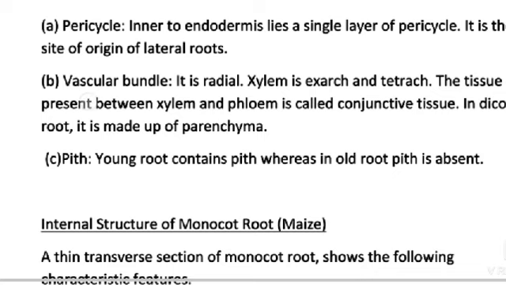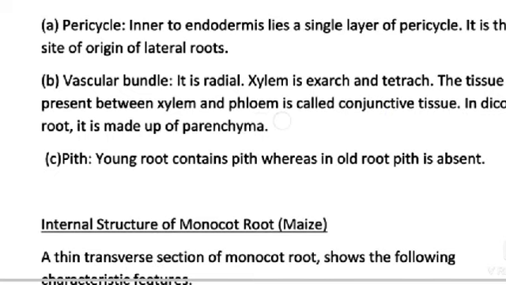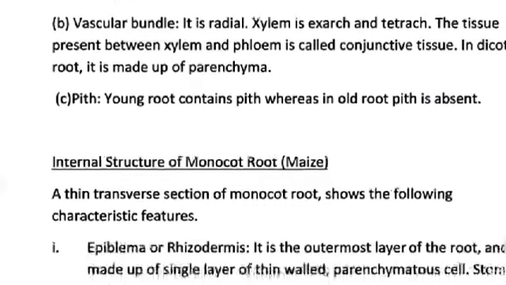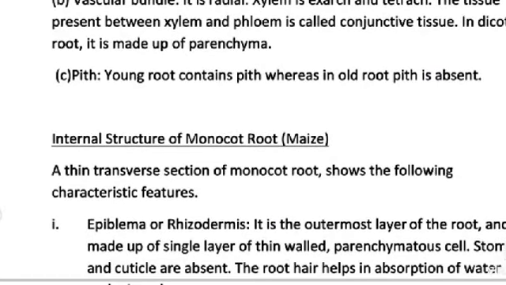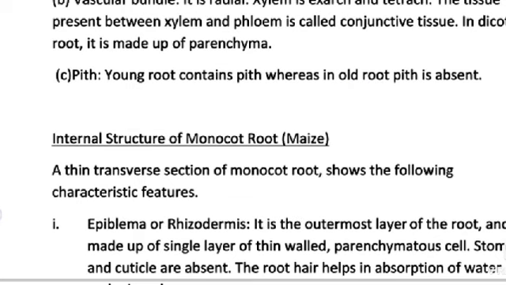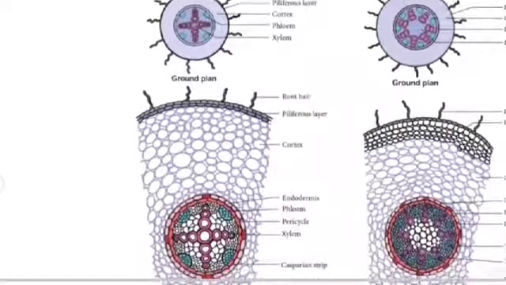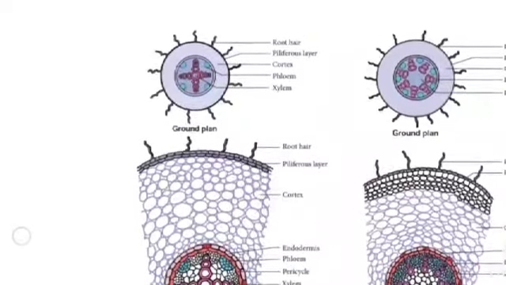The tissue present between the xylem and phloem is called conjunctive tissue. In dicot root, it is made up of parenchyma. Pith. The young root contains pith, whereas in old root pith is absent. See the picture. The first one shows the ground plan of the dicot root.